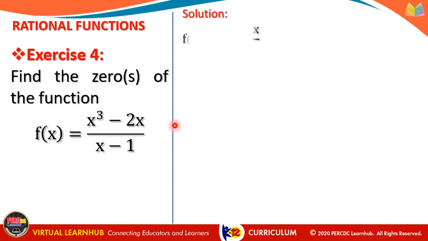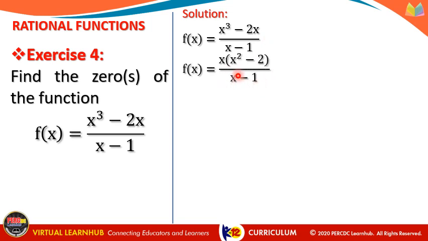Sige. I-factor out muna natin yung numerator. Yun lang naman yung pwedeng i-factor out. Paano i-factor out to? Diba? Simple lang. I-factor out natin yung x. X cubed minus 2x can be rewritten as x multiplied by x squared minus 2.